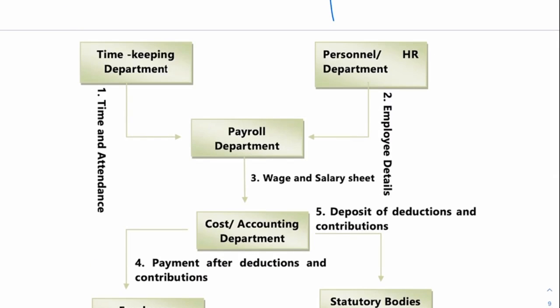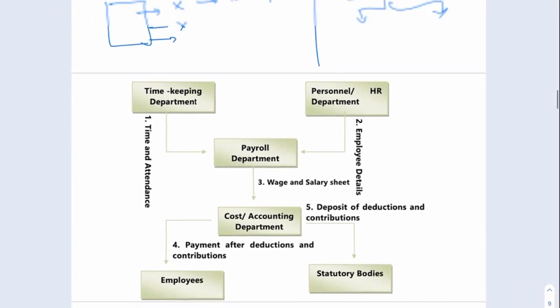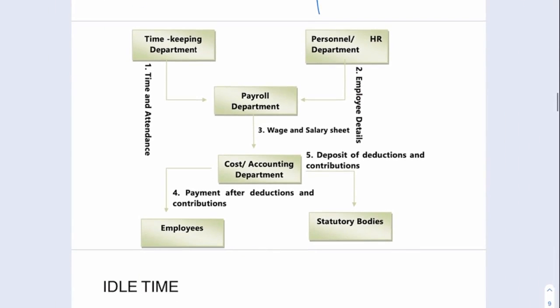Everyone look into this. Okay. The job card is going to be prepared by the production manager. Now everyone see this one and understand how the employee salary works.